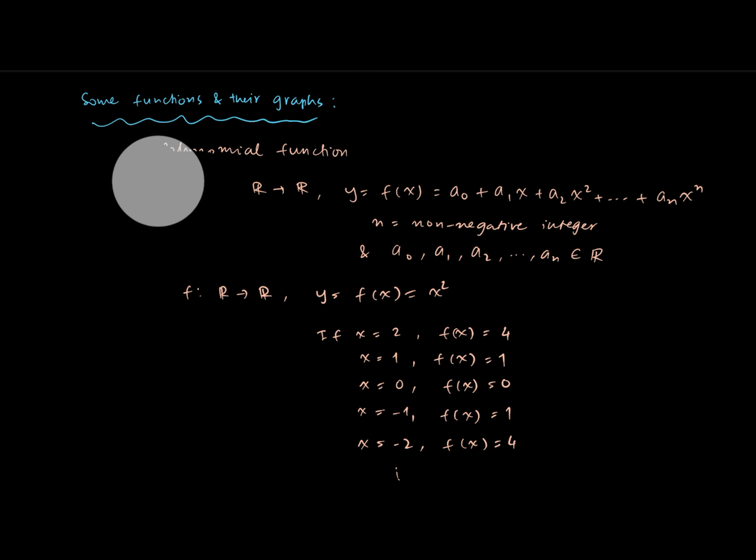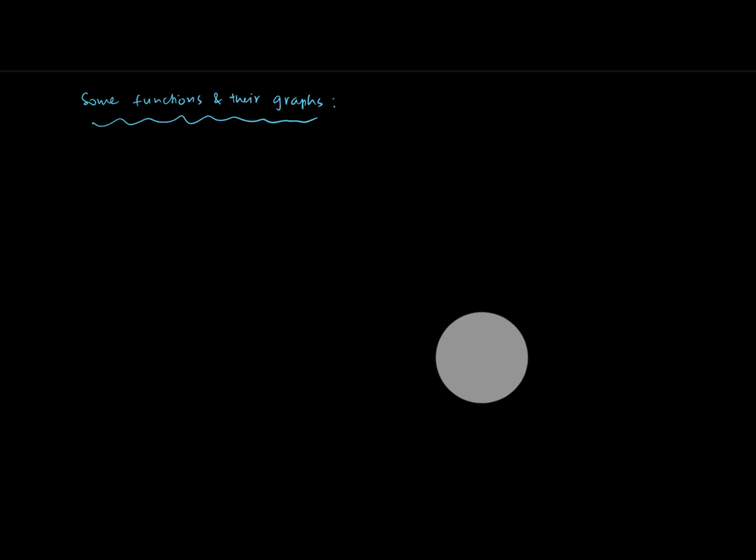Towards the next type of function. This is the fourth type, rational function.